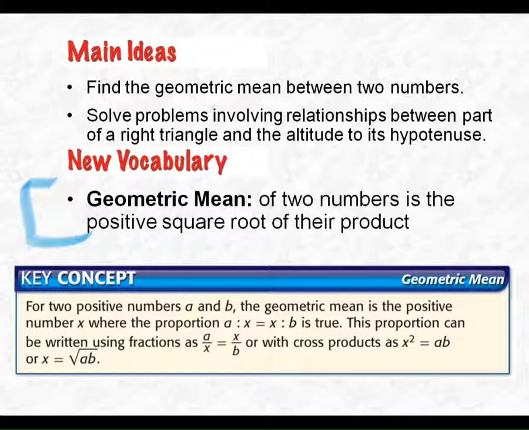Now, why is the geometric mean important? It'll come up in just a second because it's in one of our theorems. You will have a postulate sheet for this chapter. I don't have it right now, so don't worry about writing down any of the theorems because they'll be on there. The geometric mean is the positive square root of their product.